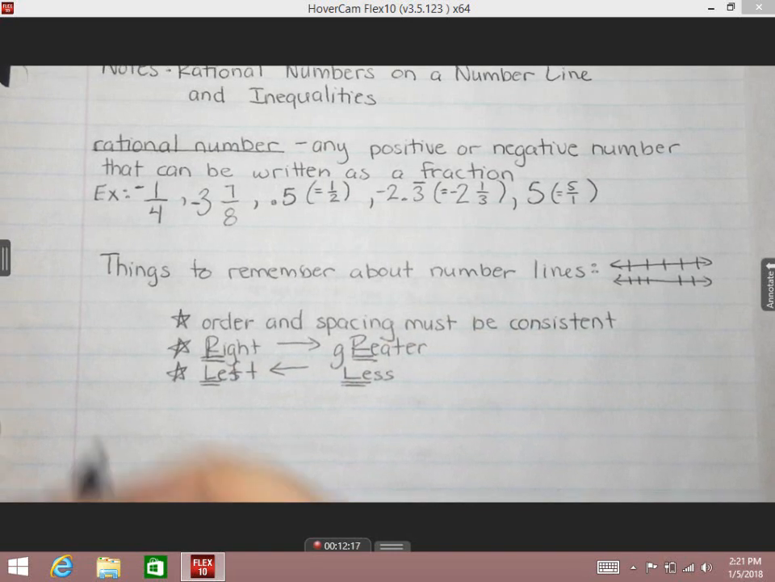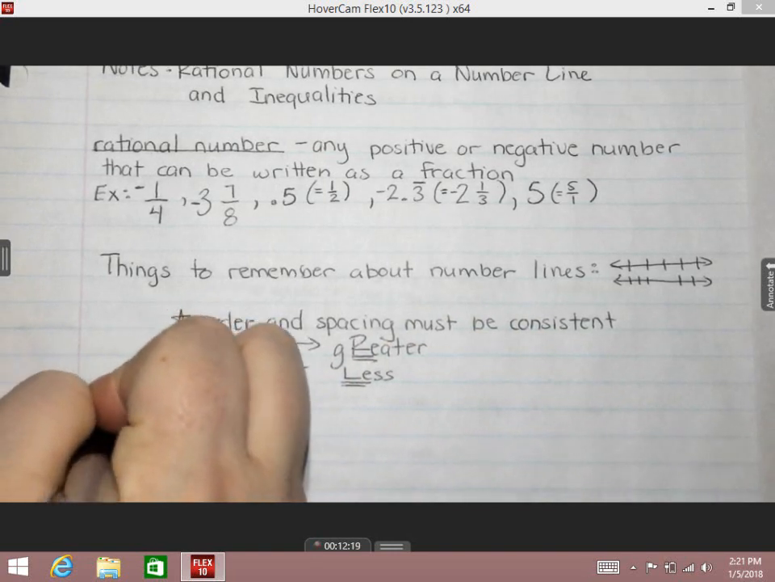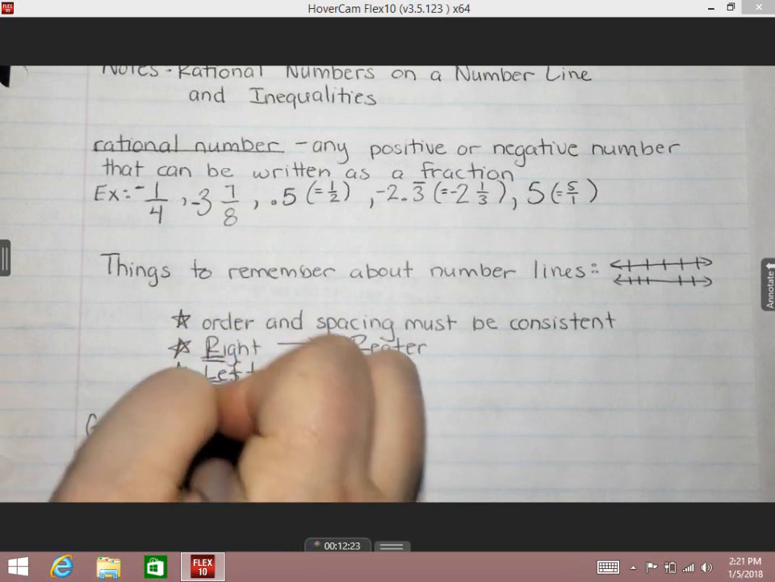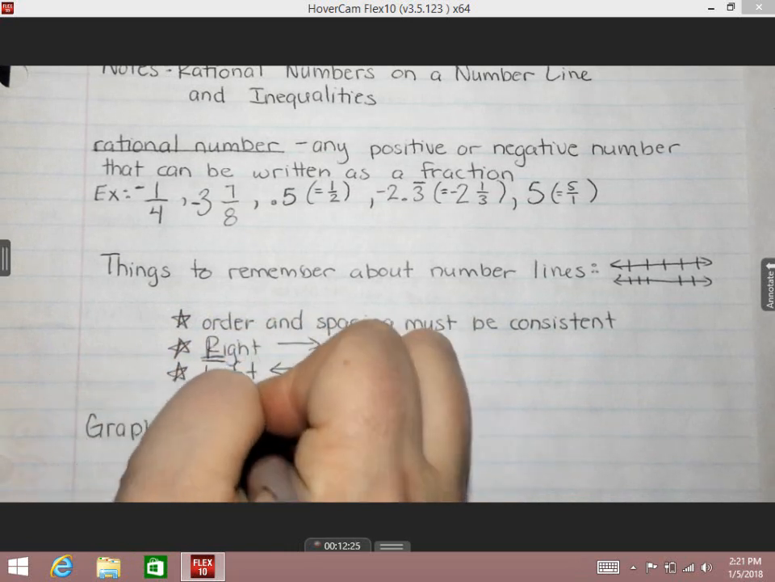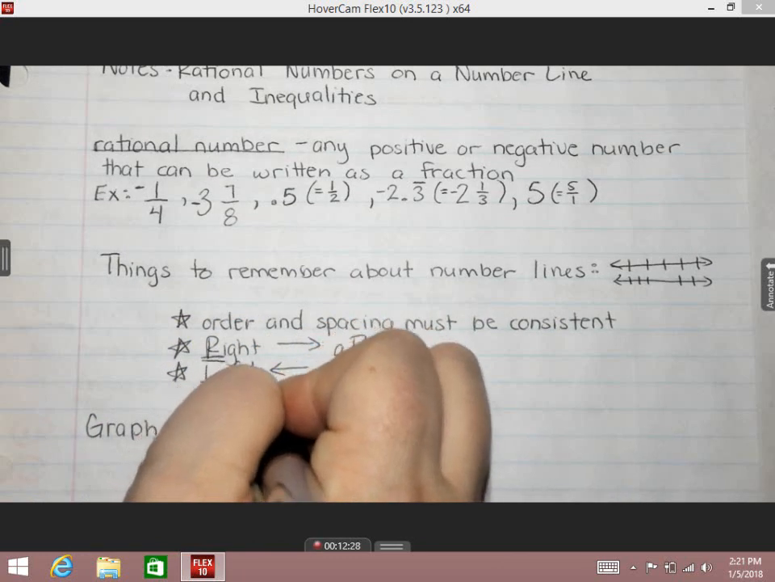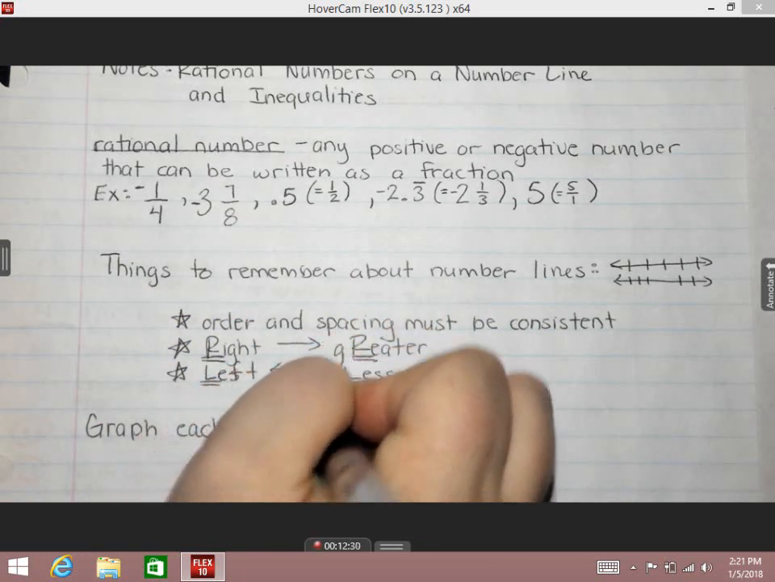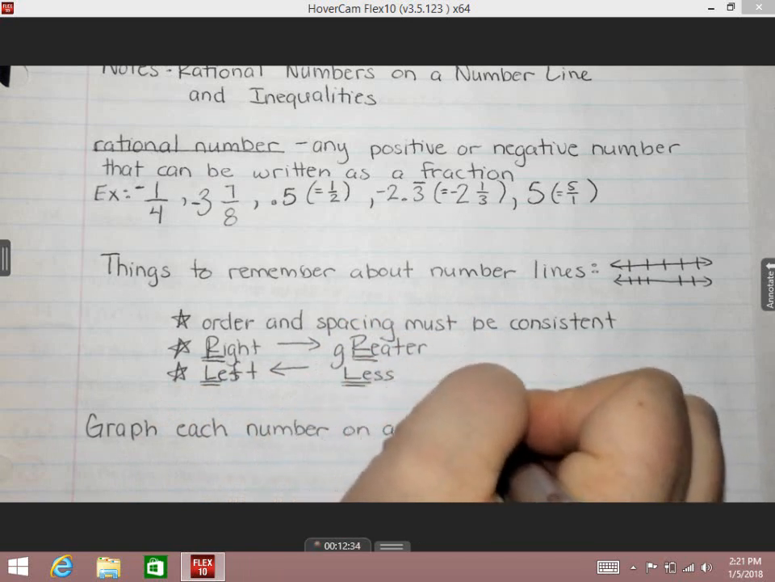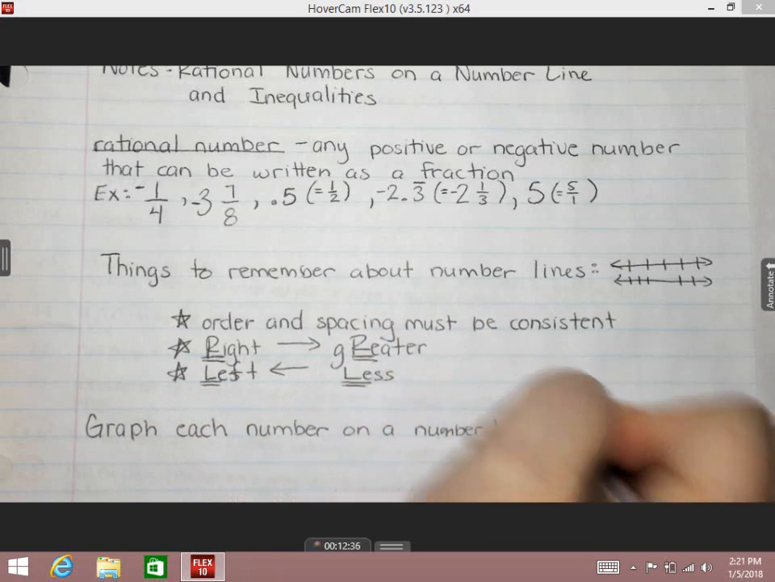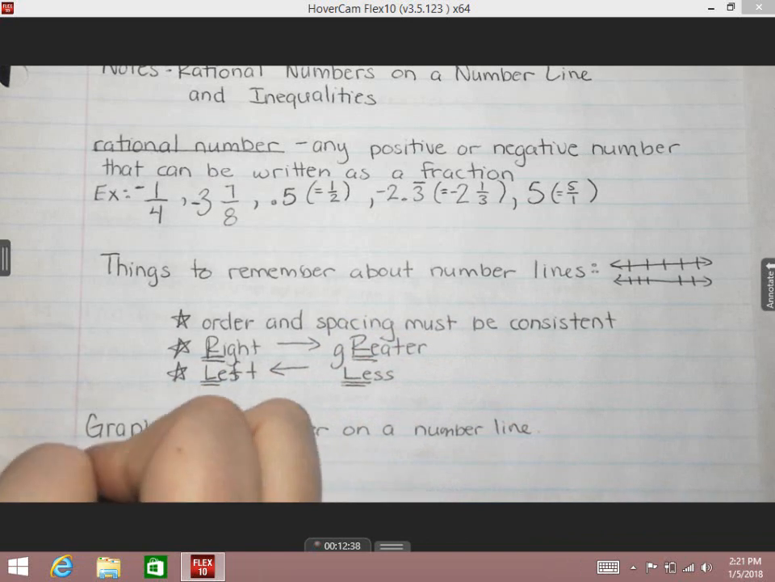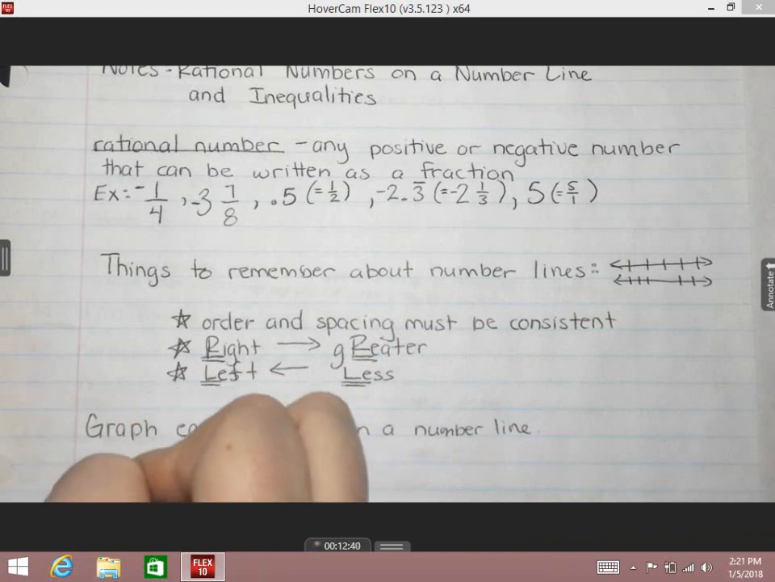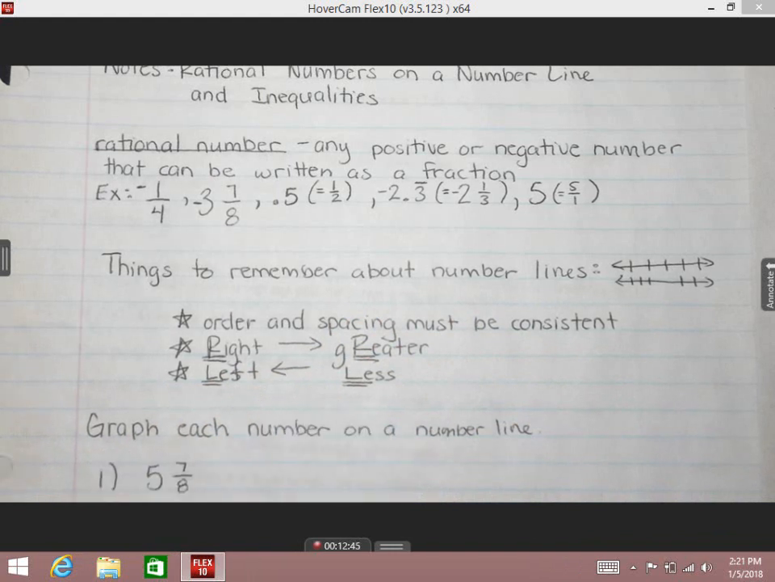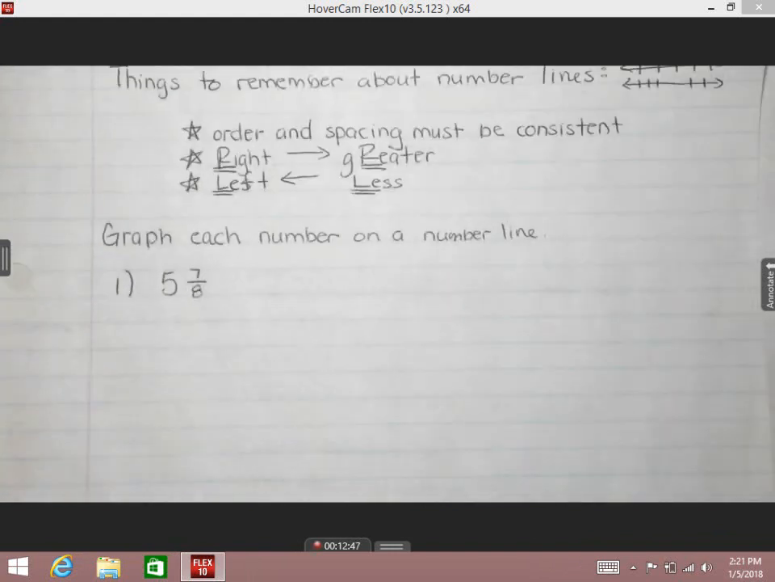Okay, so let's graph some of these. Graph each number on a number line. Okay. So our first number that we're going to graph is 5 and 7/8. All right, I'm going to move that down so you can see it a little better. Or up, I guess.